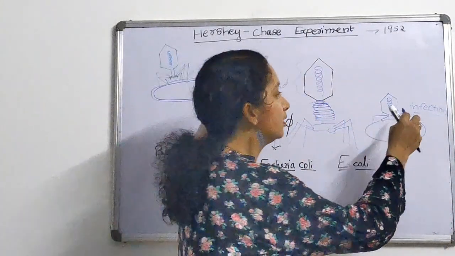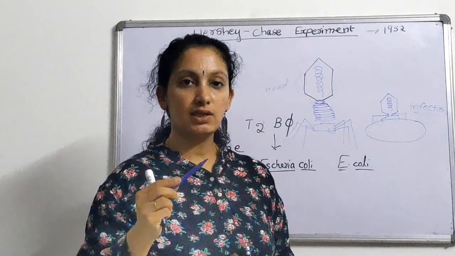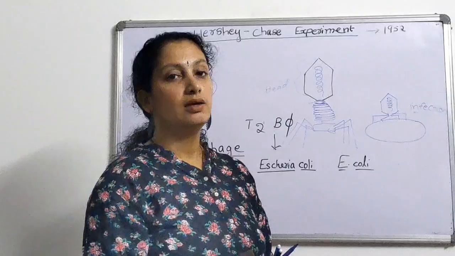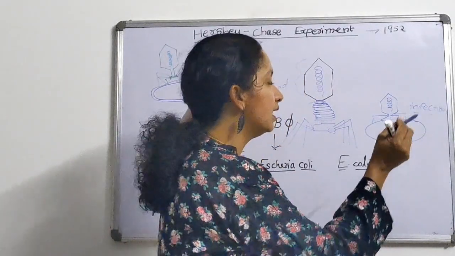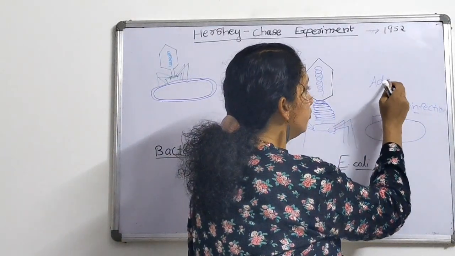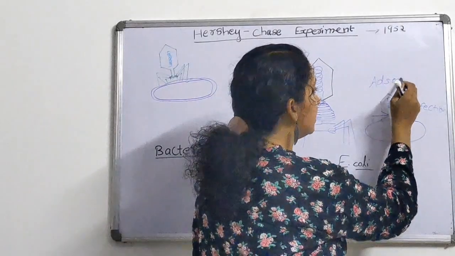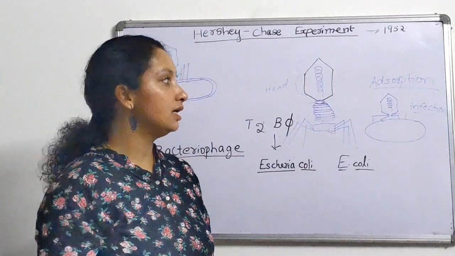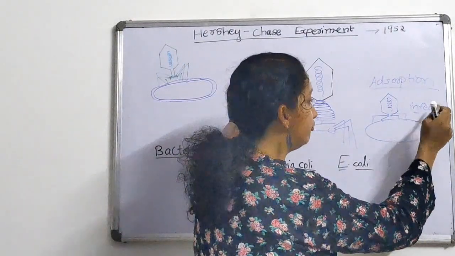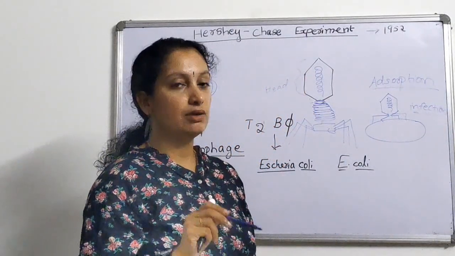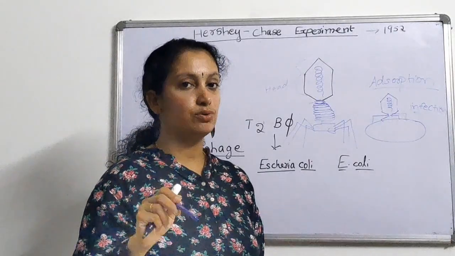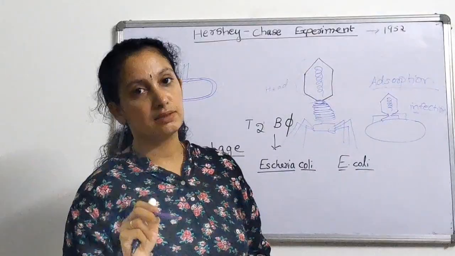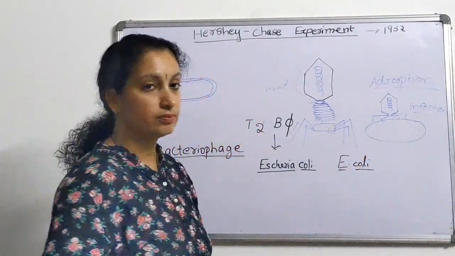Infection means the virus is making the attachment to the host bacterium with the help of the tail fibers, and in terms of virology the term is called adsorption. The term is adsorption. This kind of infection happens here. The virus is making the attachment to the membrane or the outer surface of the bacterium. Here it is E. coli.